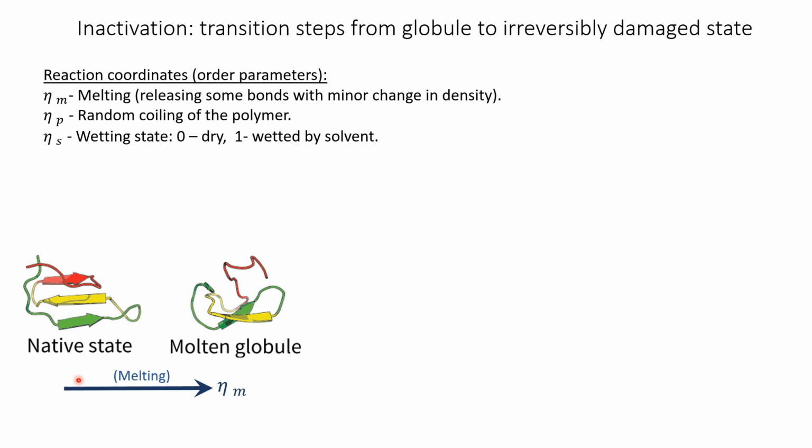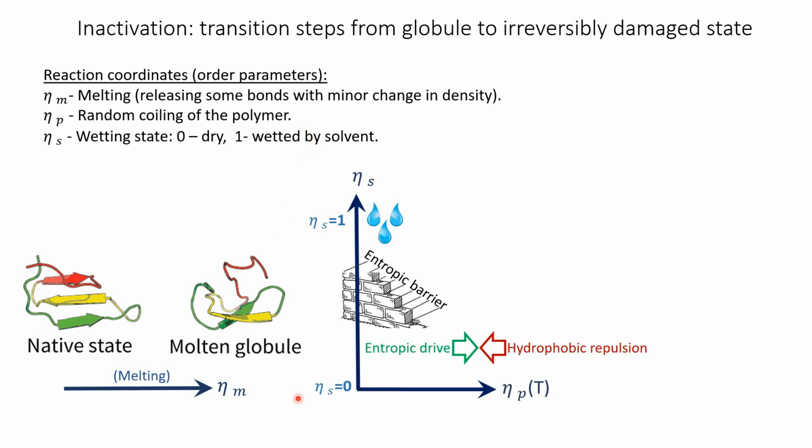Melting is a first-order transition, which involves releasing some of the hydrogen bonds by vibrations. This is not the rate-limiting step, since there is no change in free energy along the reaction. Also, the structure is mostly conserved after melting, so I believe the virus is still active. There is a second-order transition, along A to P, which is related to random coiling of the polymer that gradually dissolves the orderly structure. Although entropy drives the system toward random coiling, it is restrained by hydrophobic repulsion that keeps the structure more or less in place.